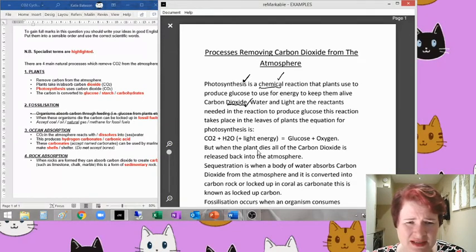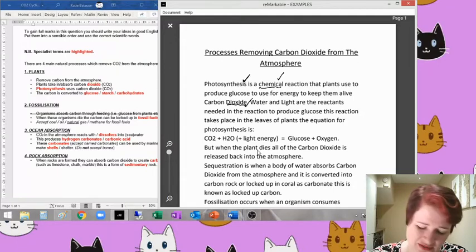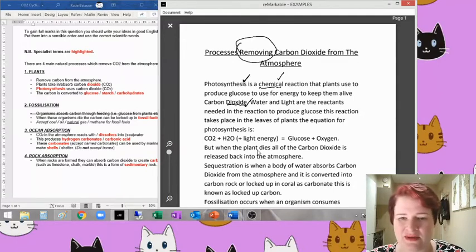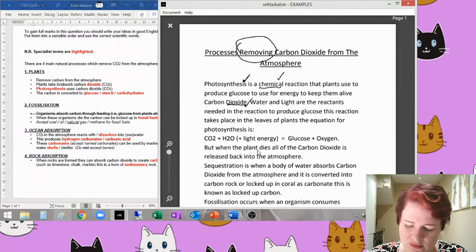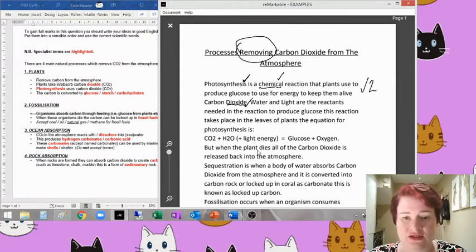Granted, they've not necessarily said that it's made into glucose, starch, or carbohydrates. They've not necessarily said that it's actively removed from the atmosphere, but they've kind of alluded to that in their title anyway. So I'm going to give them the first two marks for that section there.